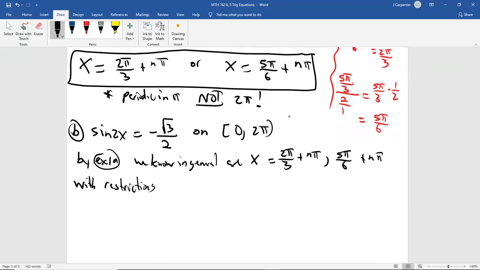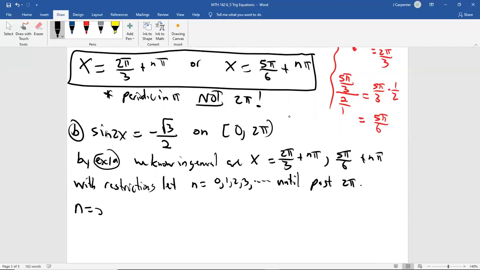So 2 pi over 3 is an answer, then 5 pi over 6 is an answer. And then there'll be another answer if we add 180 degrees, and there'll be another answer if we add 180 degrees to this one. And then maybe there's another one if we add another 180, and another one if we add another 180. So we just need to go through n equals 0, 1, and 2 until we get answers that are bigger than 2 pi. So with the restrictions, we just let n equals 0, 1, 2, 3, and so on, until we're past 2 pi.